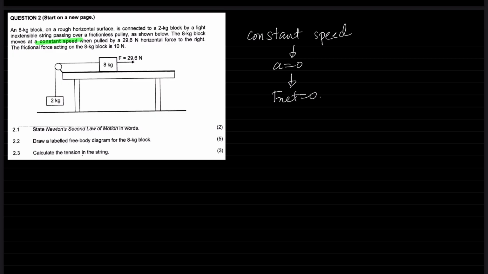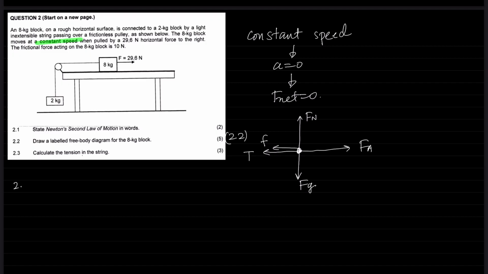Question 2.2, draw a labeled free body diagram for the 8 kilogram block. For this 8 kilogram block, there is going to be a force of gravity straight down. There's also going to be a normal force since it's resting on a table. There's going to be a force applied, and a tension force since it's connected to a rope. And the last one is a frictional force to the left, parallel to the surface, since the object is moving to the right. So 5 marks, 5 forces.